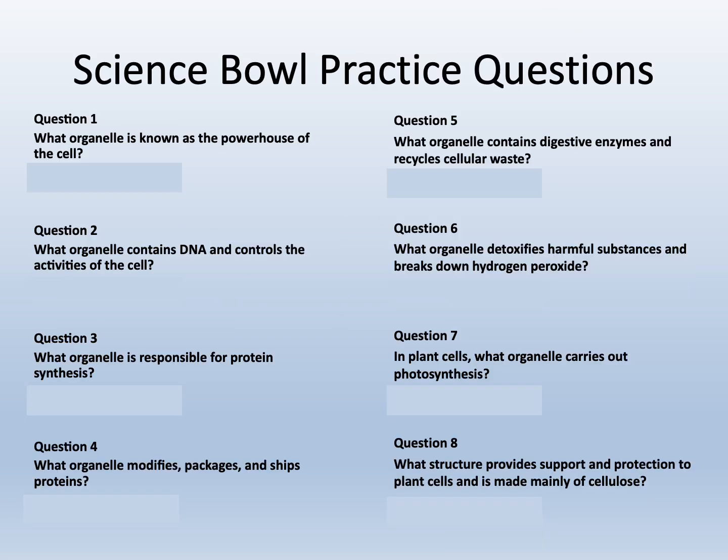Let's finish with a quick review. The nucleus is the control center. Ribosomes are the protein factories. The Golgi apparatus is a shipping center. Vesicles are delivery trucks. Lysosomes are recycling centers. Peroxisomes are detox centers. Mitochondria are the powerhouse of the cell. Chloroplasts are solar-powered food factories. And vacuoles are storage warehouses.